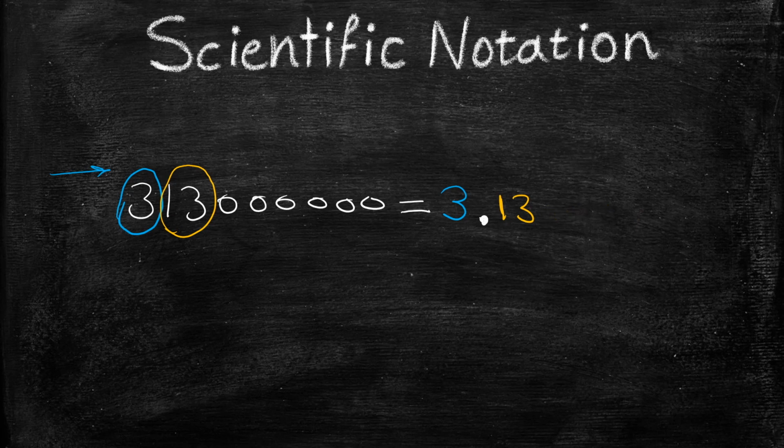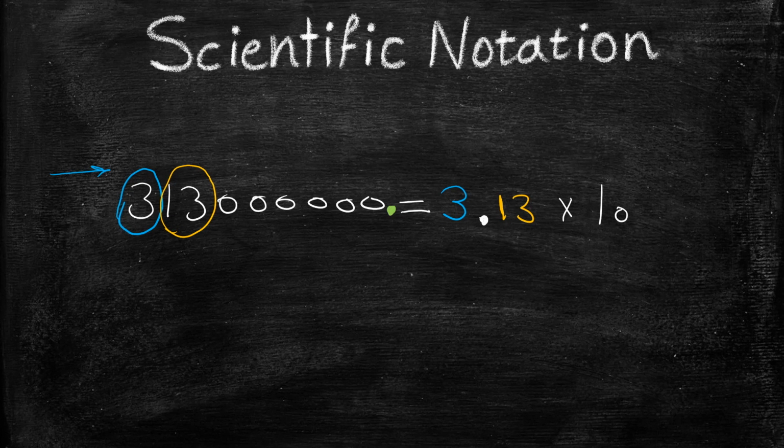Okay, so 3.13 multiplied by 10 to the power of something. Now let's figure out what that something should be. Again, we count where we moved the decimal point. You may say there's no decimal point here, but there always is. When there's no decimal point, it means it's at the end of the number, right? So it's at the end of it.